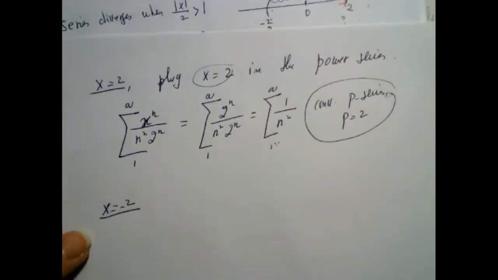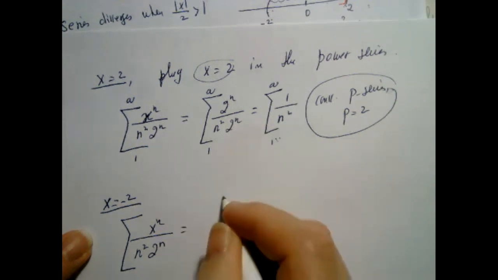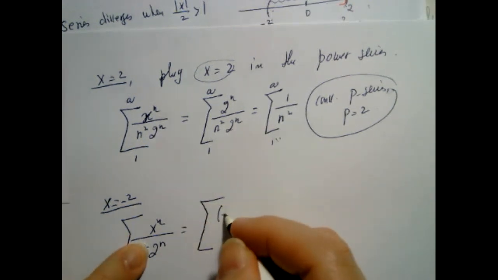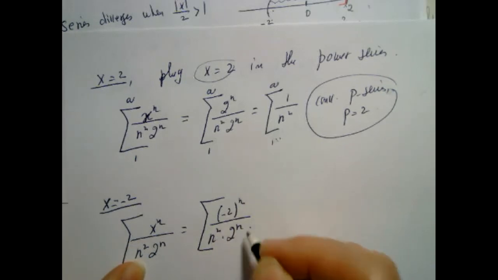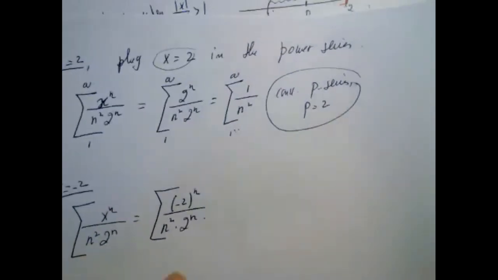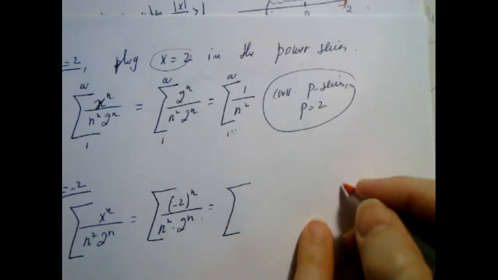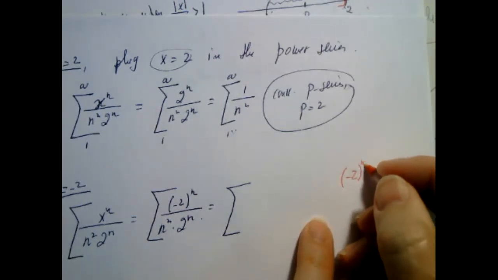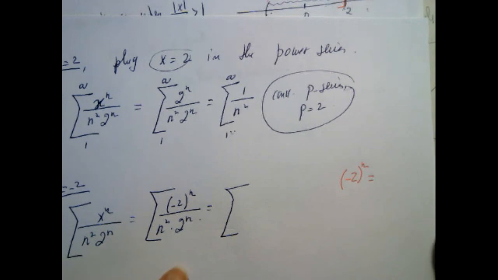I plug -2 into the power series. I will have sigma of x to the n over n squared times 2 to the n, and I'm going to put -2 to the n here. So this is -2 to the n over n squared times 2 to the n. Now this looks a little bit complicated, but is it complicated? Let us note something simple, because -2 to the n is equal to what? How can I rewrite this to simplify the math here?